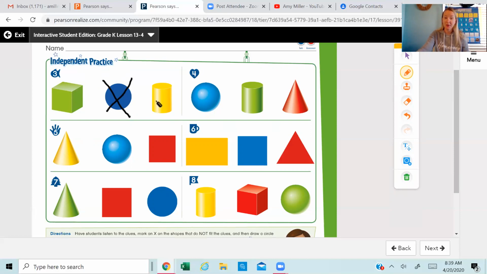You're right, it's the cube. The cylinder only has 2 flat surfaces, one on the top and one on the bottom. So we will cross that one off. And the cube is your shape that they were looking for.